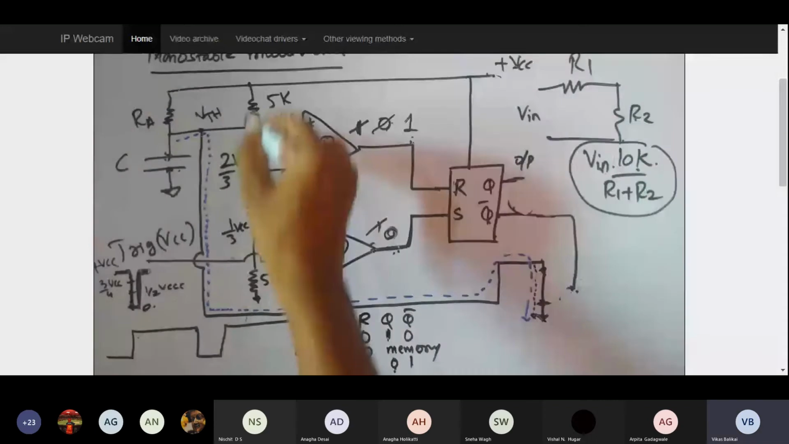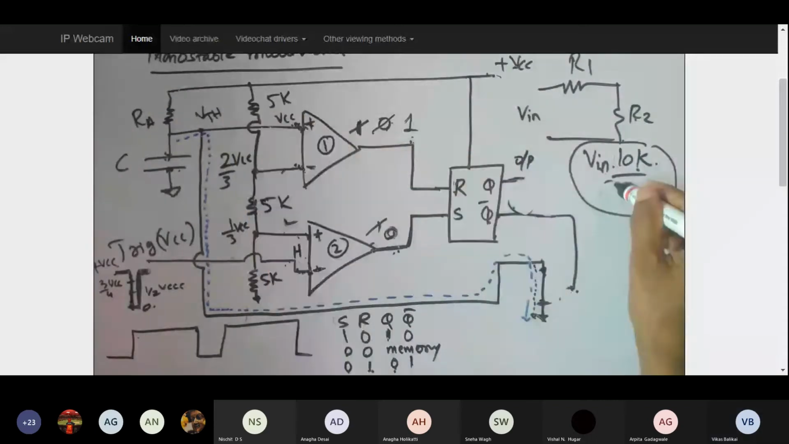What is this? And in place of Vin, VCC, what does it become? VCC multiplied by 2/3, isn't it?